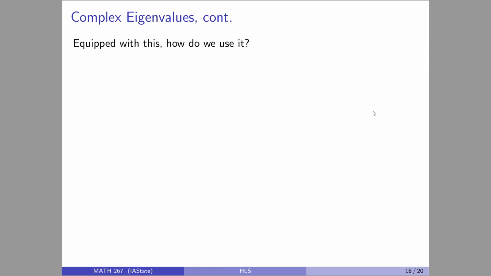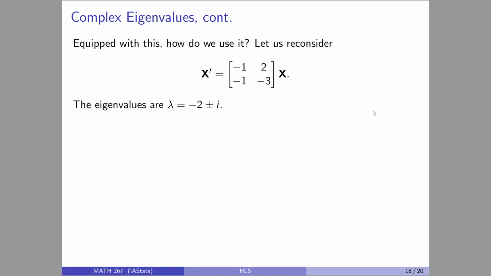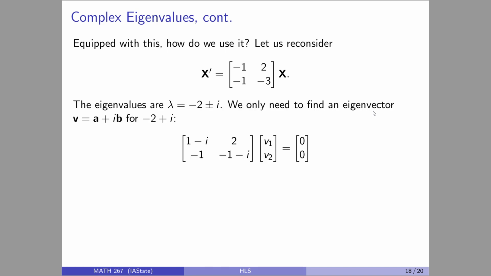So, let's actually get it used here. Okay, so we'll reconsider this. We already know what the eigenvalues are. Now note, we only need one eigenvector. We just need to figure out the a and the b for the eigenvalue -2 plus i. I don't need the -2 minus i eigenvalue. I only need the plus one.